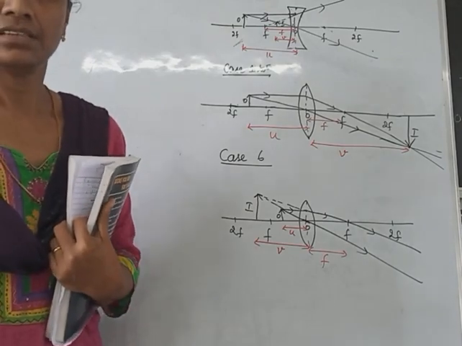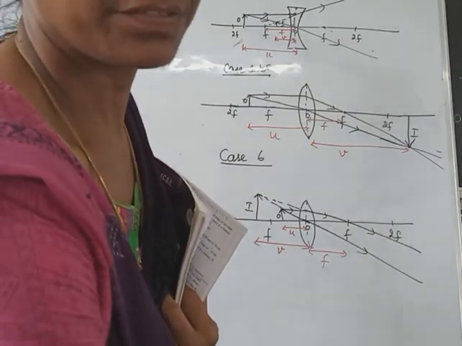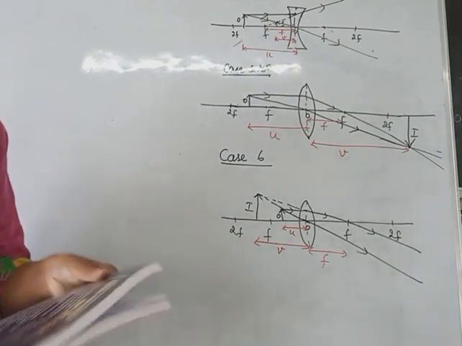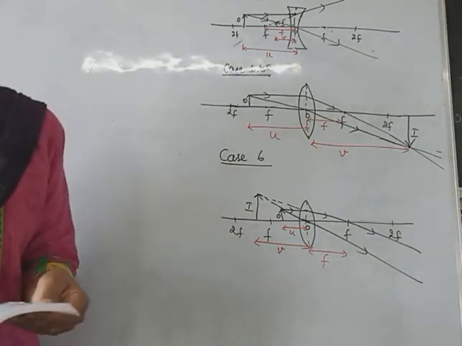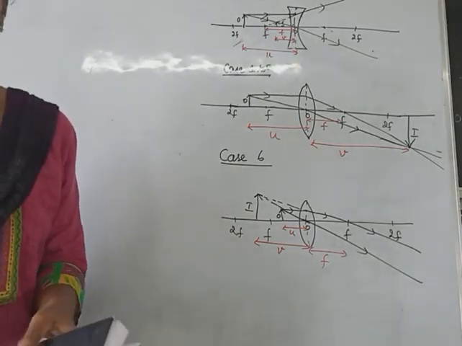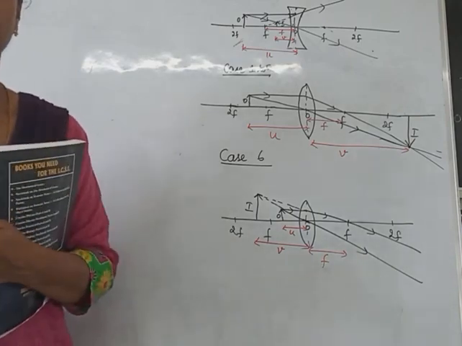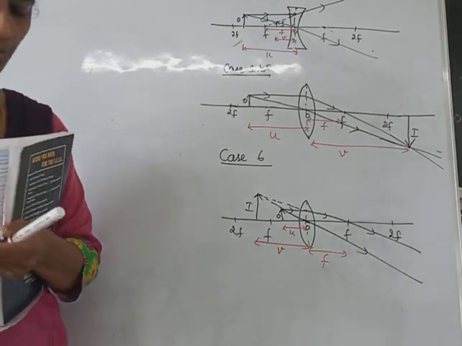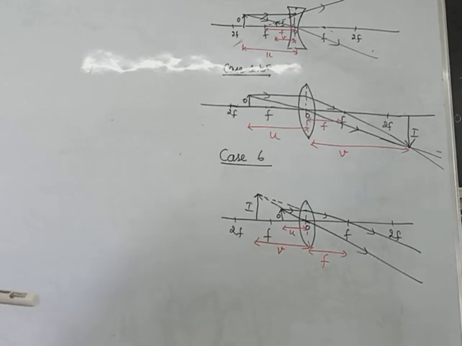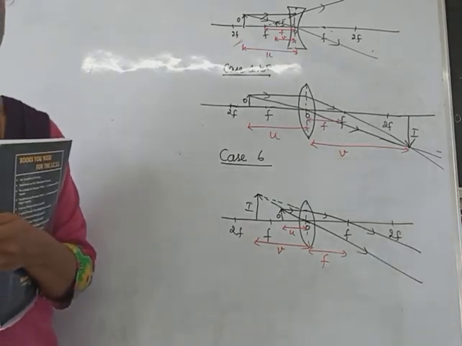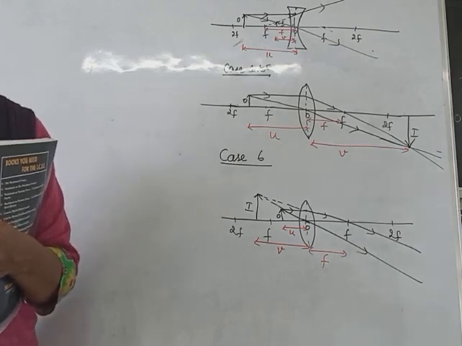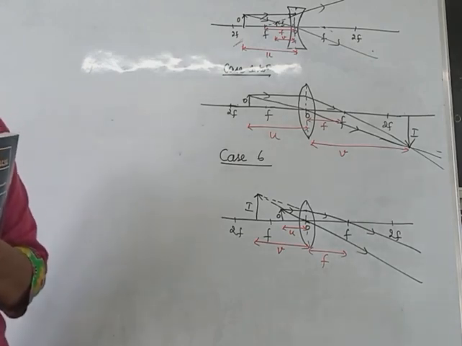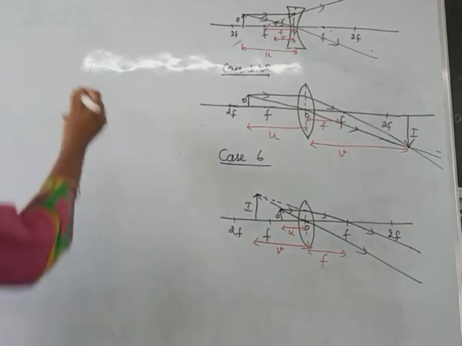Hello children, we'll start with the C part of this chapter. It says sign convention and lens formula. Last year in mirror also we had the mirror formula. So this year we're going to have something called lens formula.